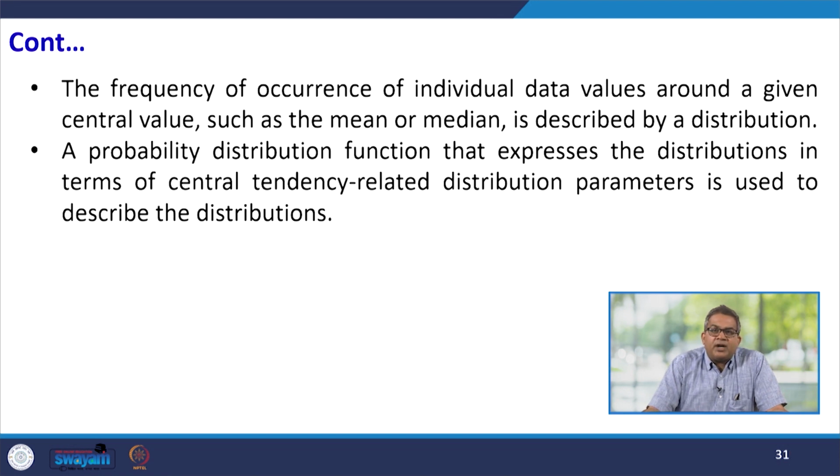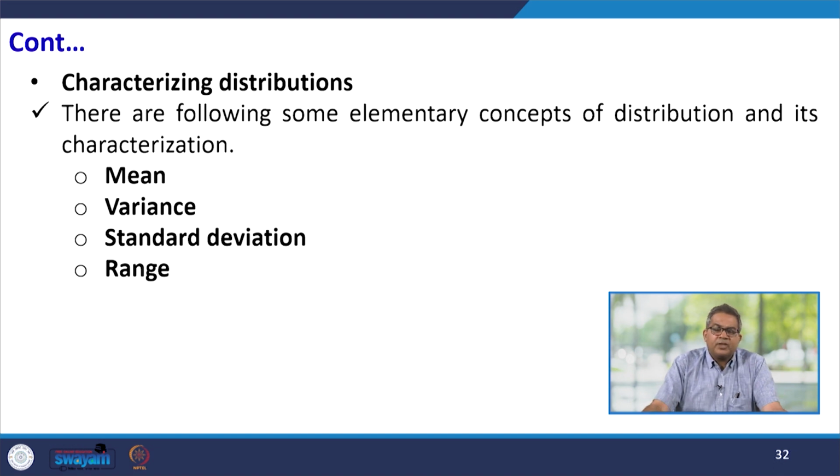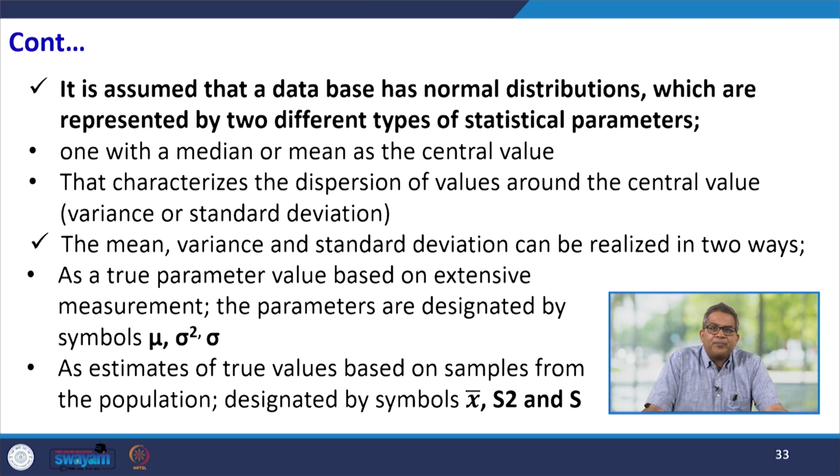The frequency of occurrence of individual data values around a given central value, such as mean or median, is described by the distribution. A probability distribution function that expresses the distribution in terms of a central tendency related distribution parameter is used to describe the distribution. Let us talk about characterizing distribution, and there are some elementary concepts of distribution, and it has the characteristics of mean, variance, standard deviation and range.